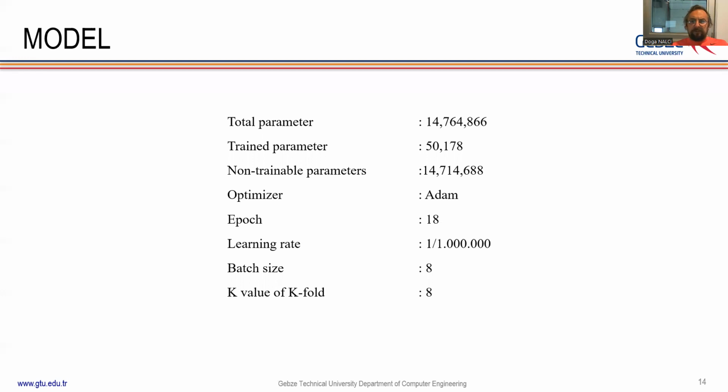By keeping the network that we trained from the beginning on one side, we tried to train only the last layer of the VGG16 network without changing all its parameters except the last layer. In the study, approximately 50,000 parameters in the last layer were trained by keeping all other parameters constant. We used Adam as optimizer, trained the model for 18 epochs with a learning rate of 10 to the power minus 6, and set batch size to 8.